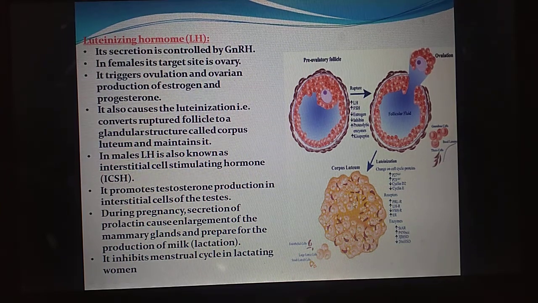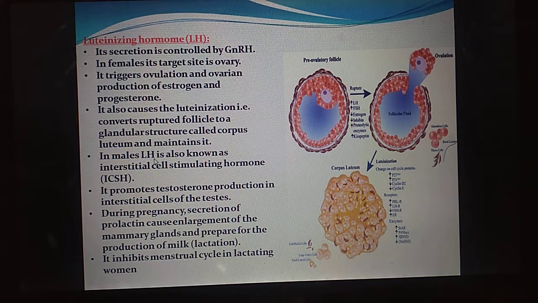And this corpus luteum has now changed its nature and is starting the secretion of another female sex hormone which is called progesterone, right? Okay. It also causes luteinization, that is, it converts ruptured follicle cells to a structure which is called corpus luteum and maintains it as well.